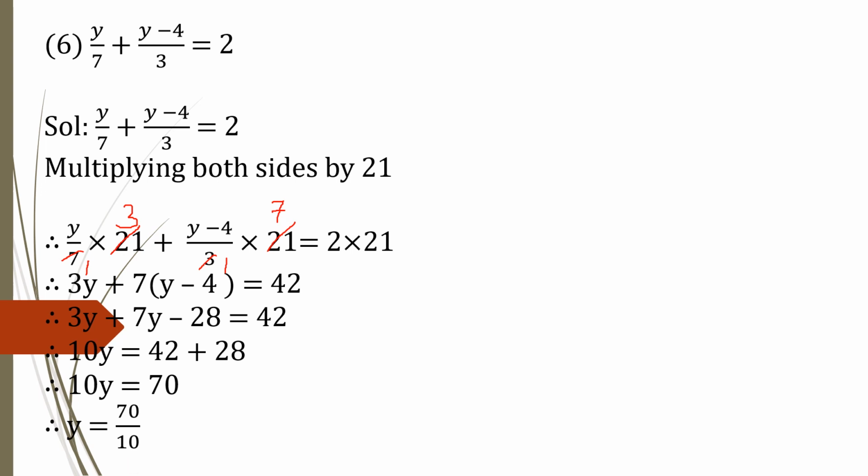Okay, we can solve this. So the zeros will cancel. So we'll get the value of y is equal to 7. So final, therefore y equal to 7. You got the value for the variable y equal to 7. Okay, moving to the next, seventh one.